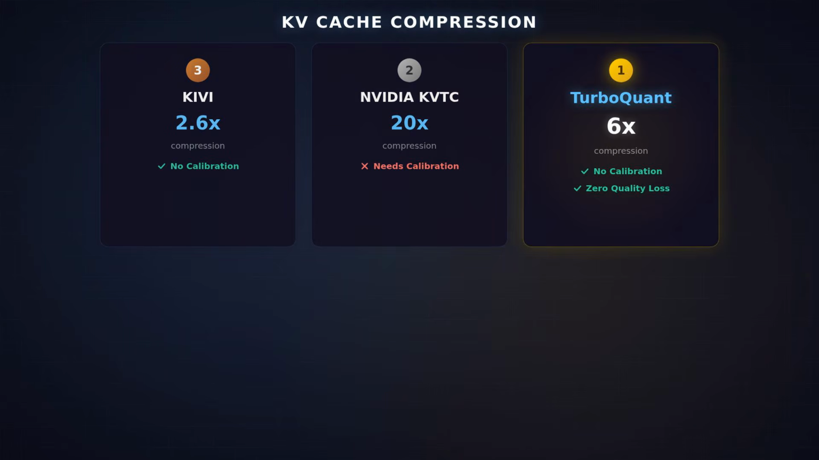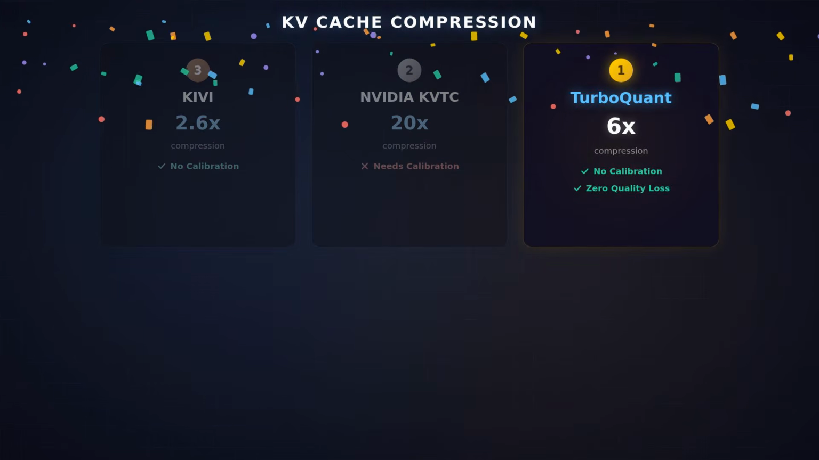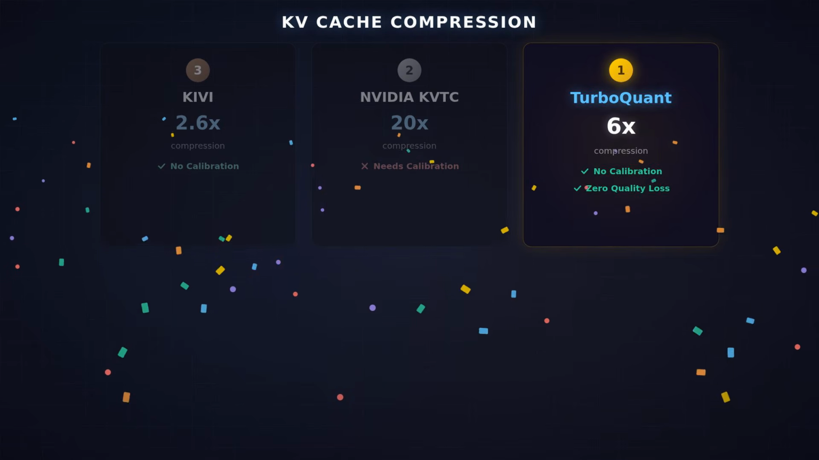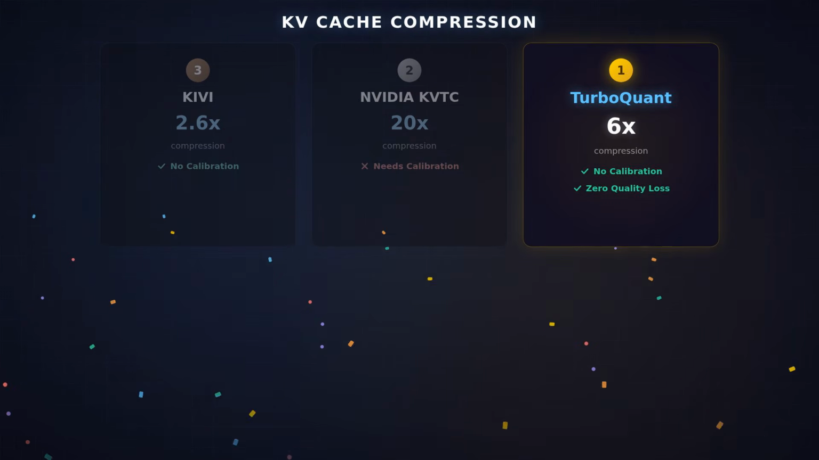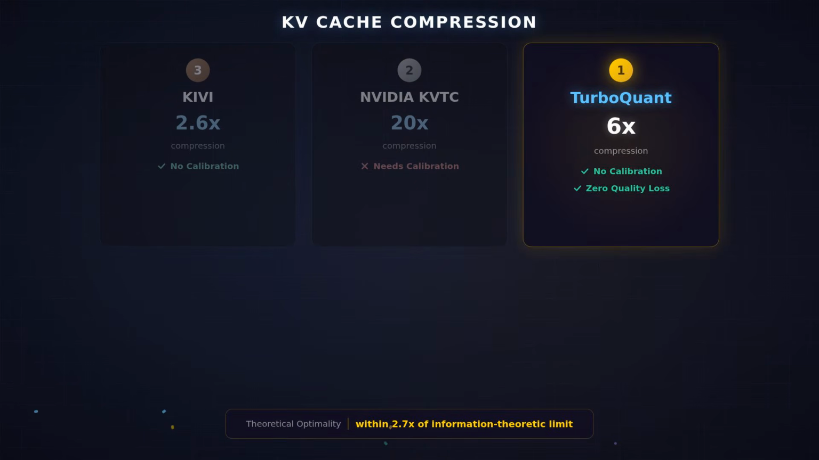And the paper proves something remarkable. They calculated the absolute theoretical limit, the best any algorithm could possibly achieve, and showed TurboQuant sits within a factor of 2.7 of that limit. This isn't just good engineering, it's approaching the boundary of what math says is possible.